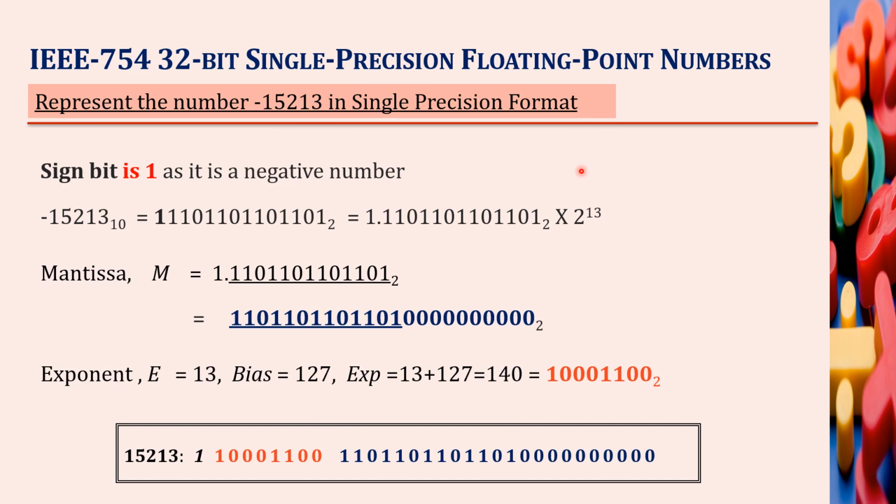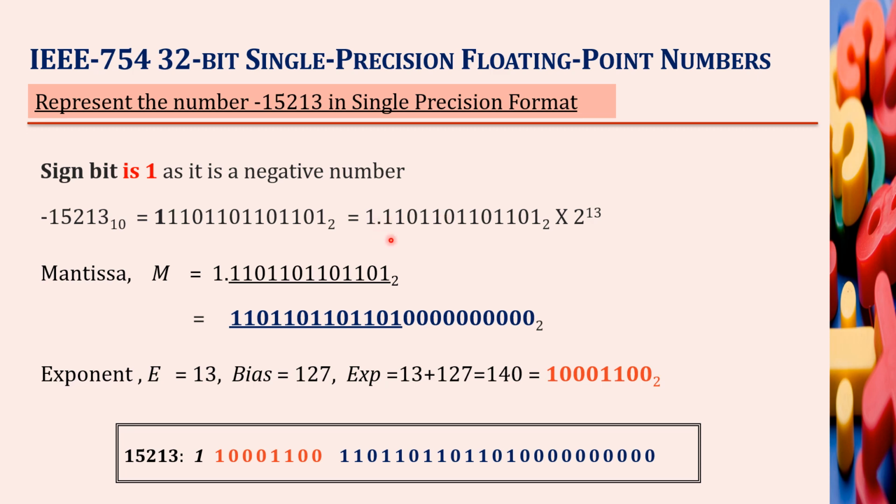Let us look into another example. We need to represent the number minus 15,213 in single precision format. Here the number is negative, so the sign bit is 1. Then we need to find the binary equivalent of the given number. Once we have the binary equivalent, we need to make it a normalized floating point number. So we put the binary point immediately after the first non-zero digit. Now the number becomes 1.11011011011101 times 2 to the power 13.